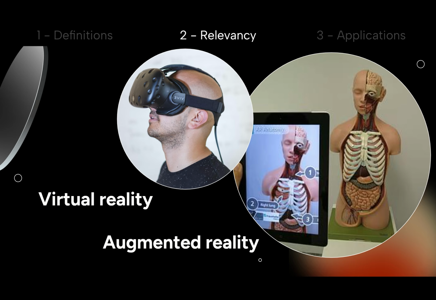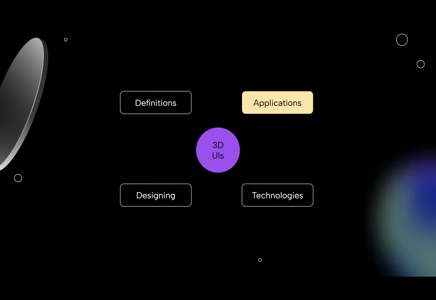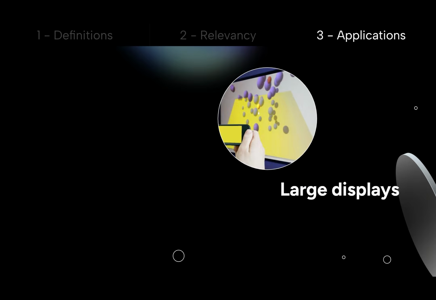So, because we know the definition and the relevancy, we can now list some examples of 3D user interfaces, as a great way to understand the importance of 3D UIs is through their applications in different areas of technology. The first one is large displays. 3D interactions like pointing or gestures work well with large screens, replacing traditional inputs like a mouse. It's ideal for contexts where users move around or collaborate.